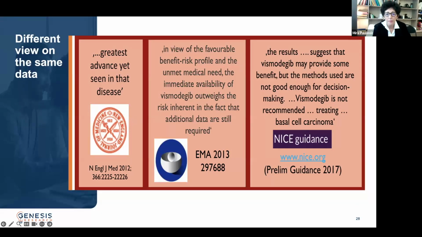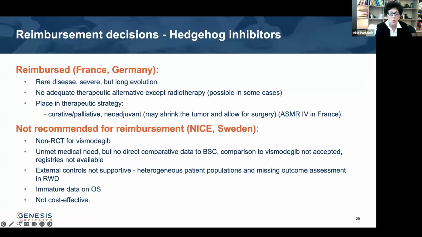So EMA said, okay, because in at least half of patients you have improvement, and that it was not so badly tolerated, so it was approved. And of course, NICE said no, and we shall see why. So what happens with the two?